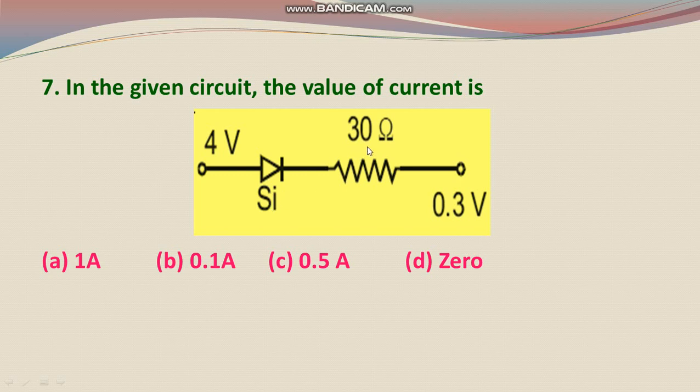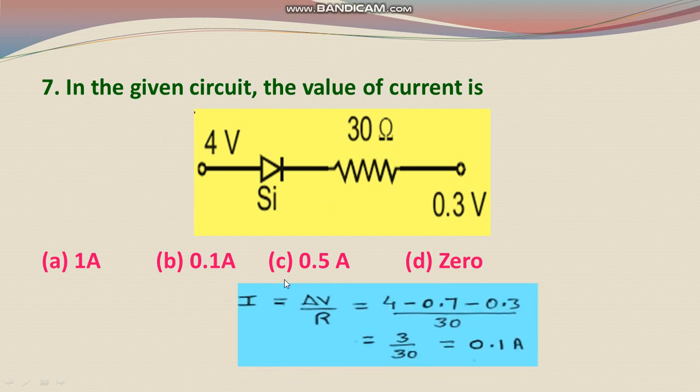Yes, resistance is given. So we know V and R value, so it is very easy to calculate current. Potential drop between 4 volt and 0.3 volt, that is 4 minus 0.7, 0.7 for silicon, and minus 0.3 volt. So when you are solving this, you get 3, and resistance is 30, so 3 by 30 is 0.1 ampere. So our answer is B.